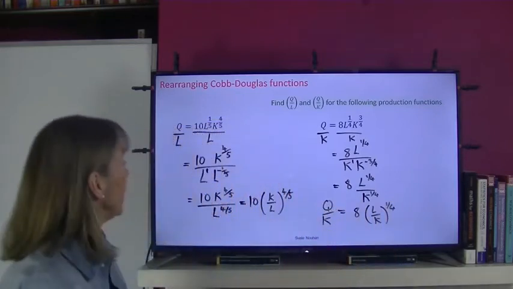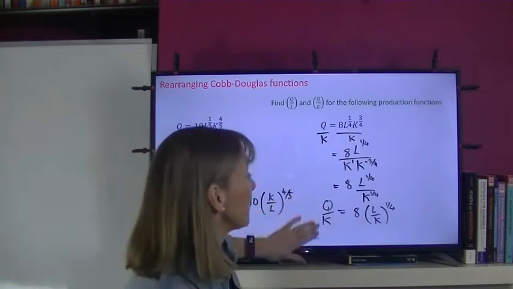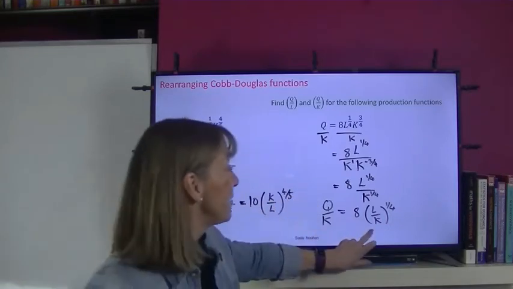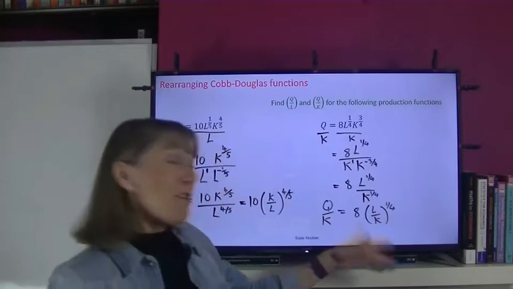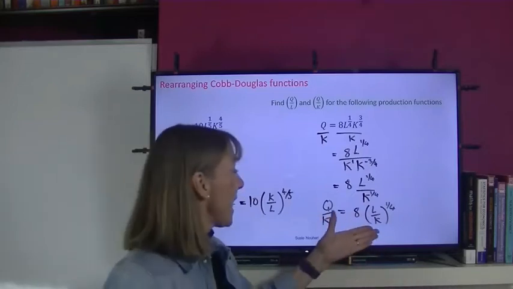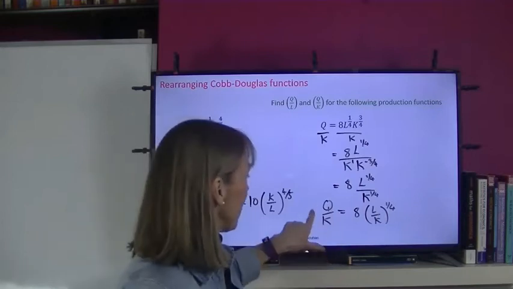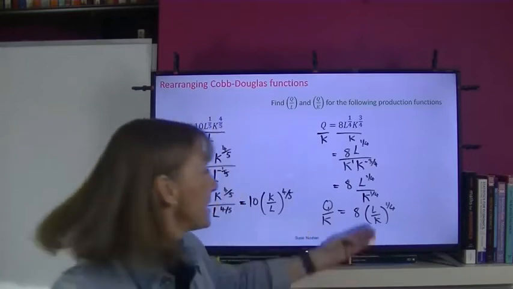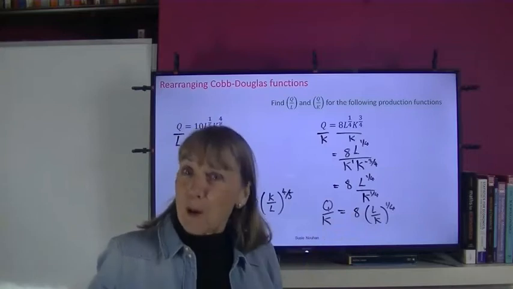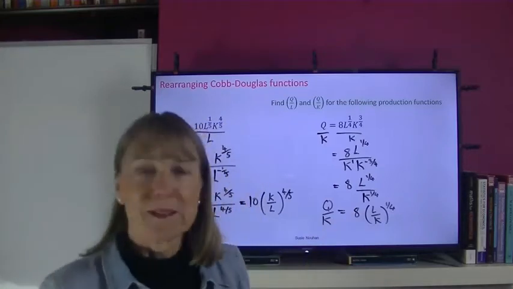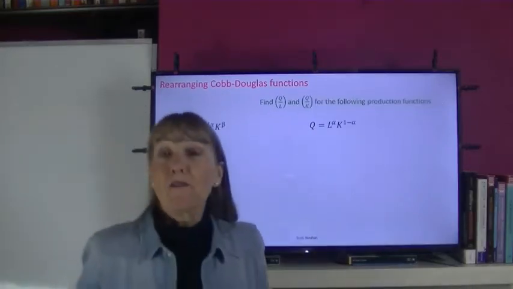So I see that the average product for capital is a function of another variable, really, L over K, which is the labour to capital ratio. So the productivity we get from capital depends a little bit on whether we're supporting capital with some amount of labour. Okay, so how about these ones?